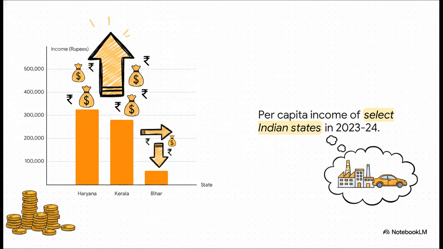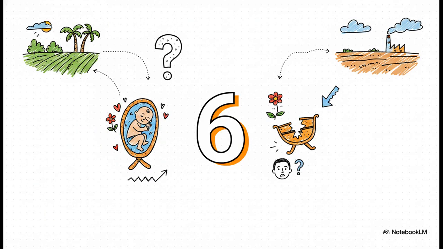Now, if money is our only guide, Haryana looks like the undisputed champion of development here. Pure economic logic says it should absolutely be the best place to live, right? Well, here's the record scratch moment. This is the infant mortality rate. That's the number of children out of 1,000 who sadly don't survive to their first birthday.